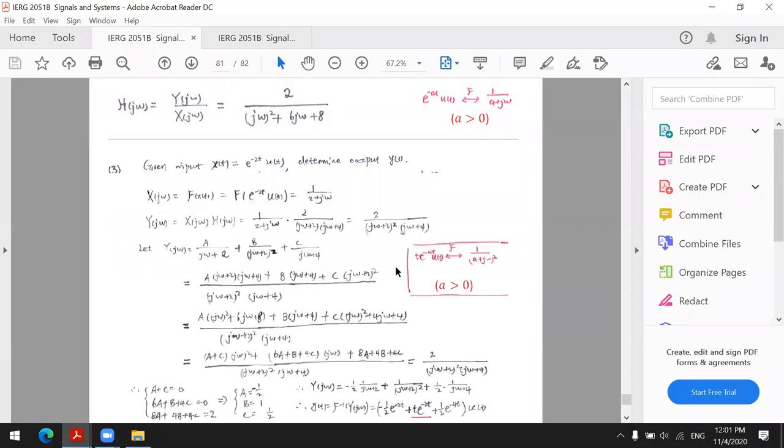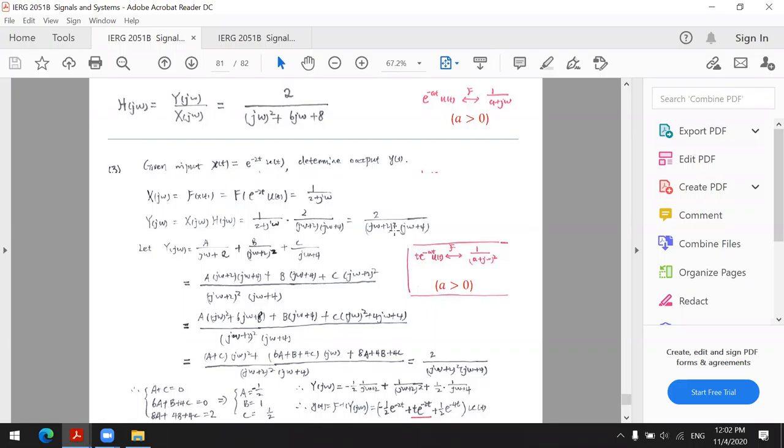So it's a very long procedure, but let's look at it step by step. The first step, since we are given small x of t, its Fourier transform, applying this result, is just 1 divided by (2 plus j omega). The second step, we calculate capital Y, which is capital X times capital H. Capital X we just calculated, and capital H we obtained from the previous result, with its denominator factorized. And therefore, on the denominator, we have (j omega plus 2) squared times (j omega plus 4).